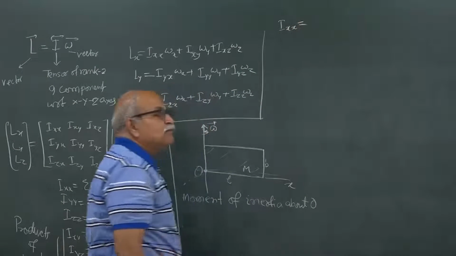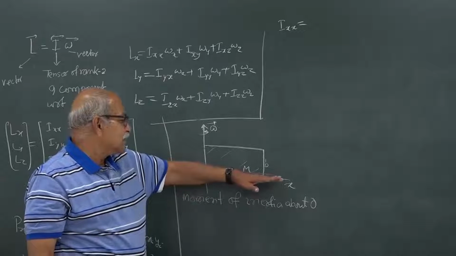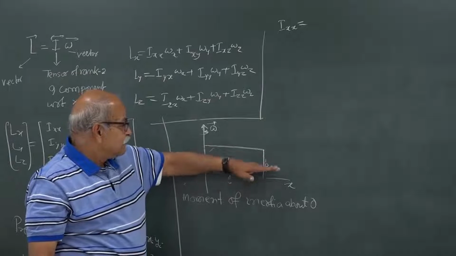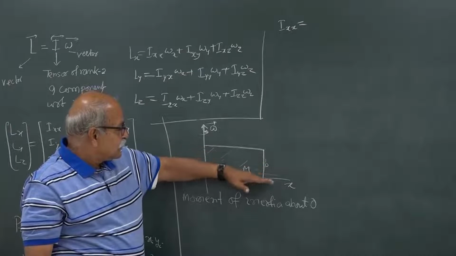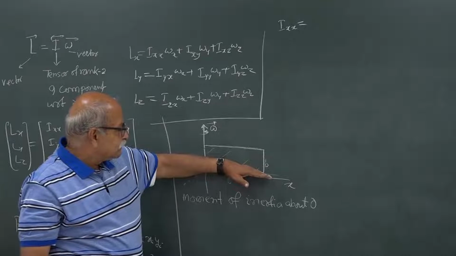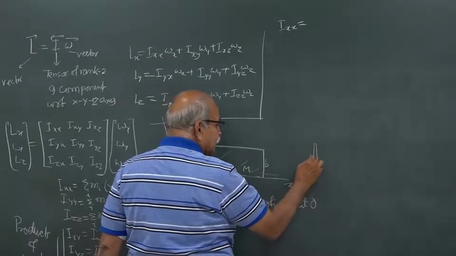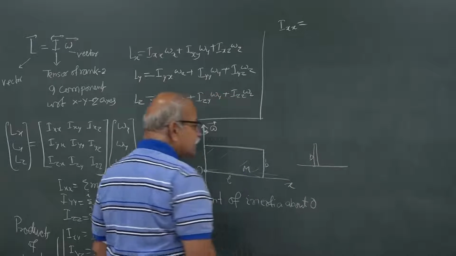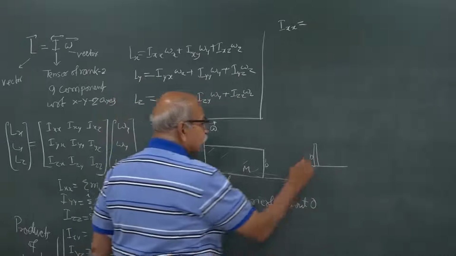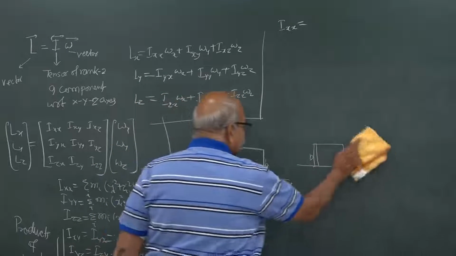Ixx is the usual moment of inertia about the x axis. So, here is the x axis and here is the plate, and you know what it is, it will be m times b square by 3, correct. If you have a rod of length b and you need it about this line, it is m b square by 3, and the same is the formula if you extend it around the axis.